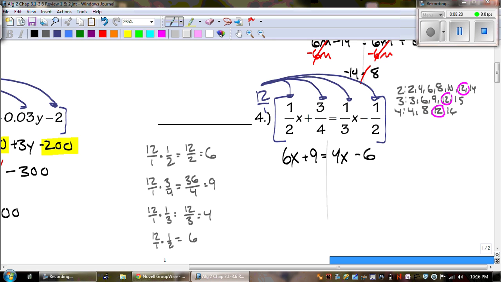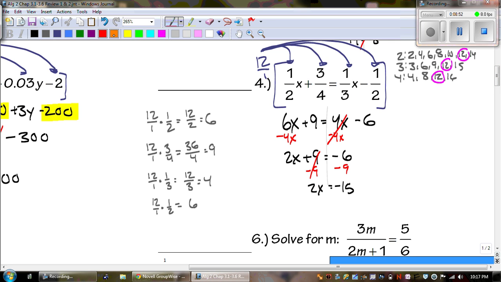Now that I got all the fractions out of the way, this looks like a pretty simple problem. I want to get my variable to one side, so I'm going to move the smaller variable. 6 minus 4 is 2. And now we solve by SADMAP, which means I subtract the 9 from both sides. We get 2x. Negative 6 minus 9 is a negative 15.